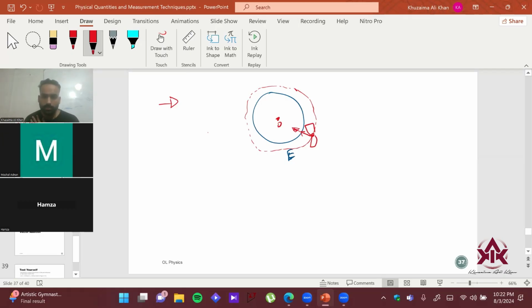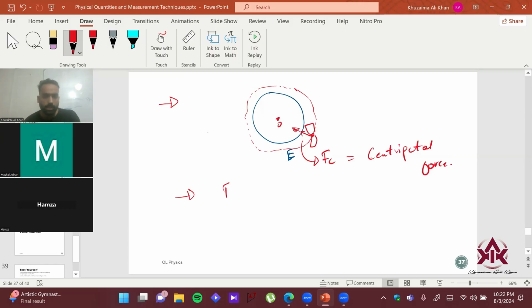Let me name this FC. What is FC? FC is basically the centripetal force. We will discuss this in the future, so don't be confused. It's just a force which is keeping the satellite in a constant orbit. You can see that the direction of this force is towards the center of the Earth.